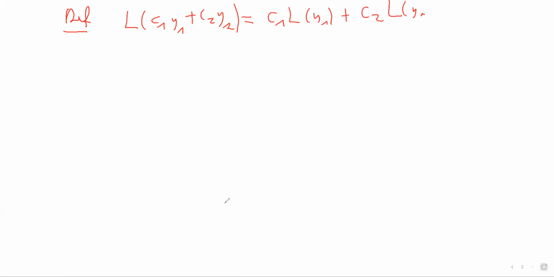And then we said something about the linear operator. We said that if you have a linear operator, then you can satisfy, if you have c1 y1 plus c2 y2, that the linear operator should give you c1 L of y1 plus c2 L of y2. You should be able to do this for a linear operator.